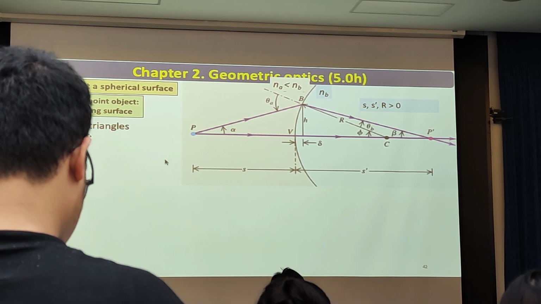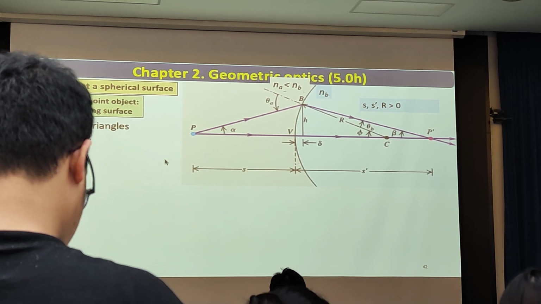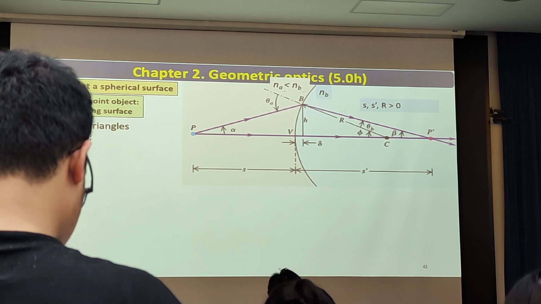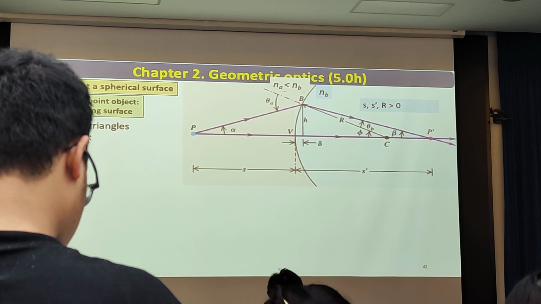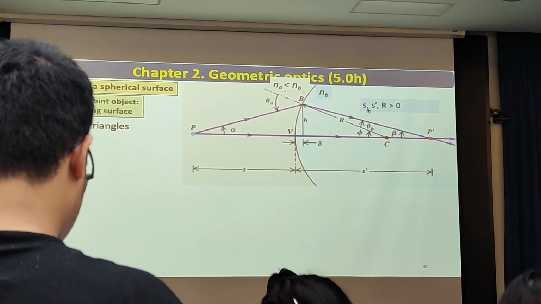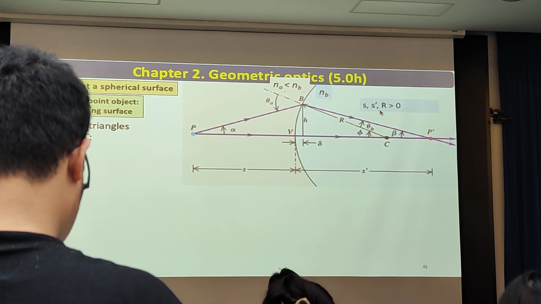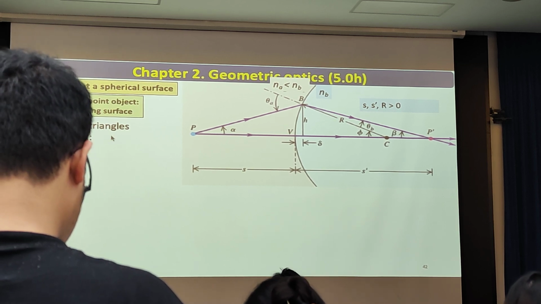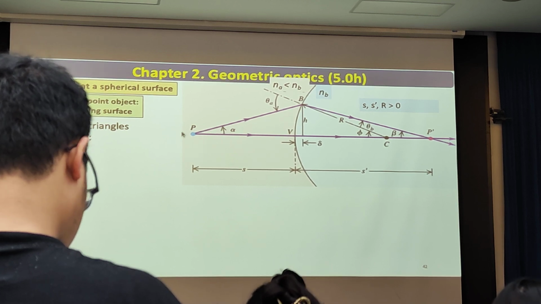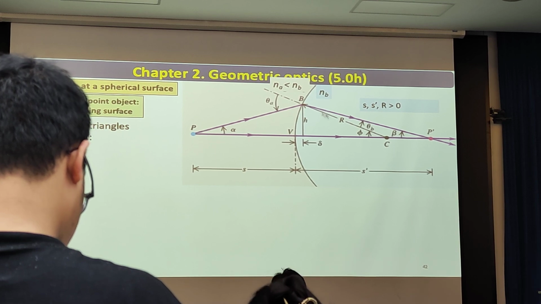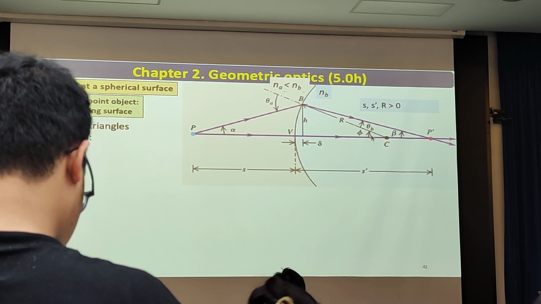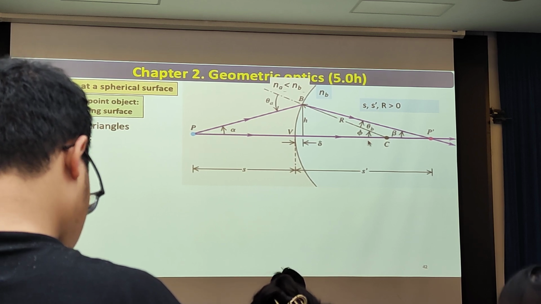So now we will see what is the relationship between object distance, image distance, and also the property of the spherical surface, which is the radius of curvature R. Okay? Like what we just did in the previous part for the reflection. So we will consider the triangles PBC. Okay, look at this triangle PBC and P prime BC. So we will see the relationship of the angles.